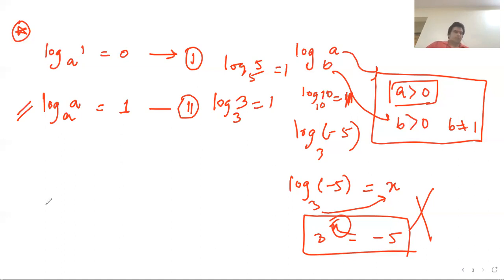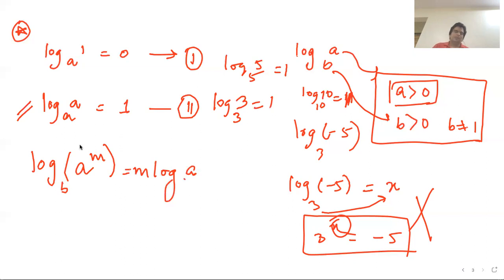Number 3 is very interesting. I think one of the most highly used properties in the entire logarithmic unit will be this. If you have a power inside a log term, so a to the power m to the base b, this can be written as m log a to the base b. What it means is that if you have an exponential term, that exponent can be brought down, keeping the base as it is.